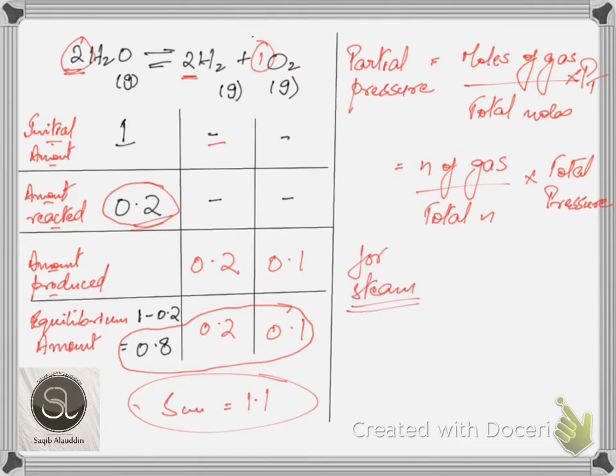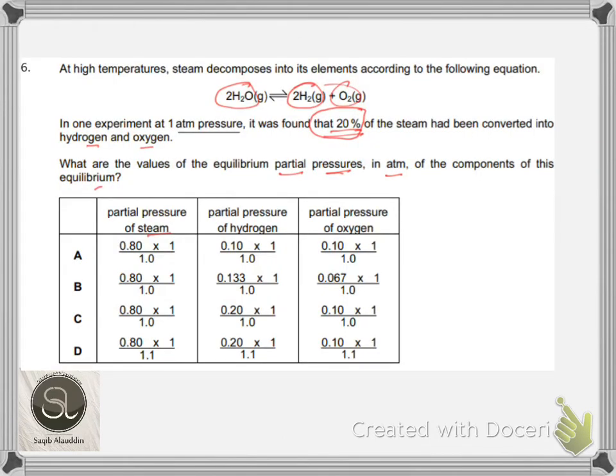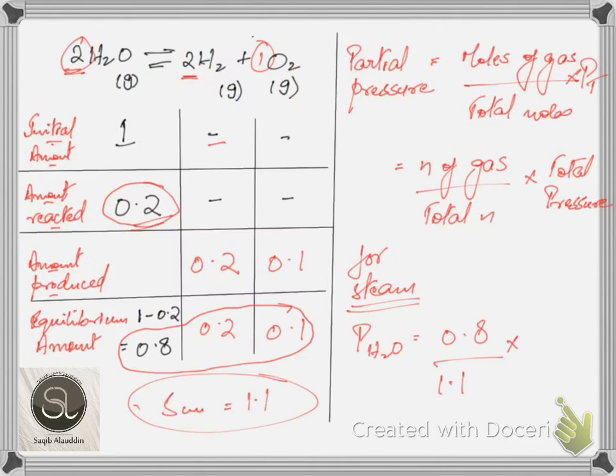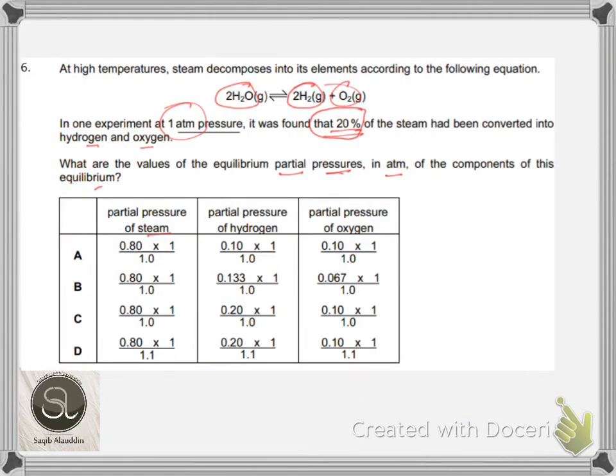So what is the partial pressure of steam? The moles at equilibrium 0.8 divided by total moles 1.1. And what is the total pressure? It's given in the question. The total pressure, it says 1 atmosphere, so into 1. Right? Look at the options now. You will see which one is correct. Option number D: 0.8 into 1 divided by 1.1. All other options are wrong.